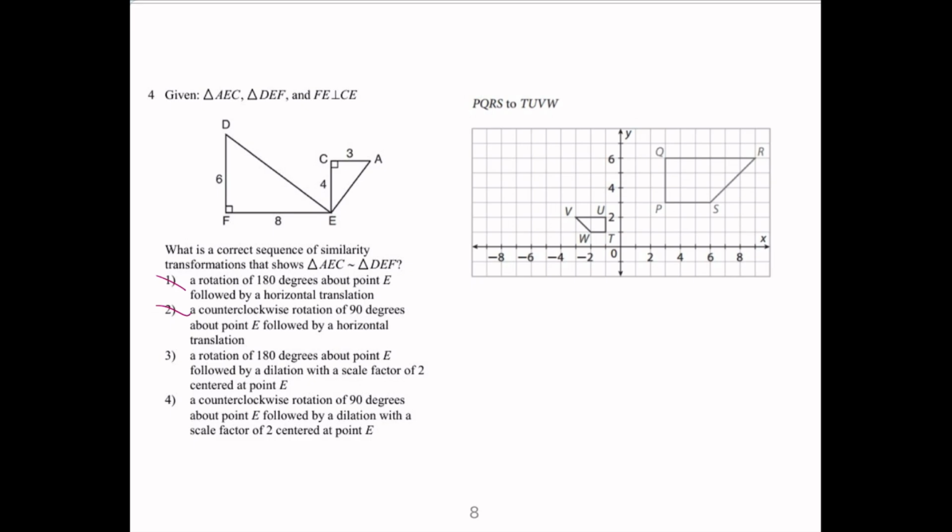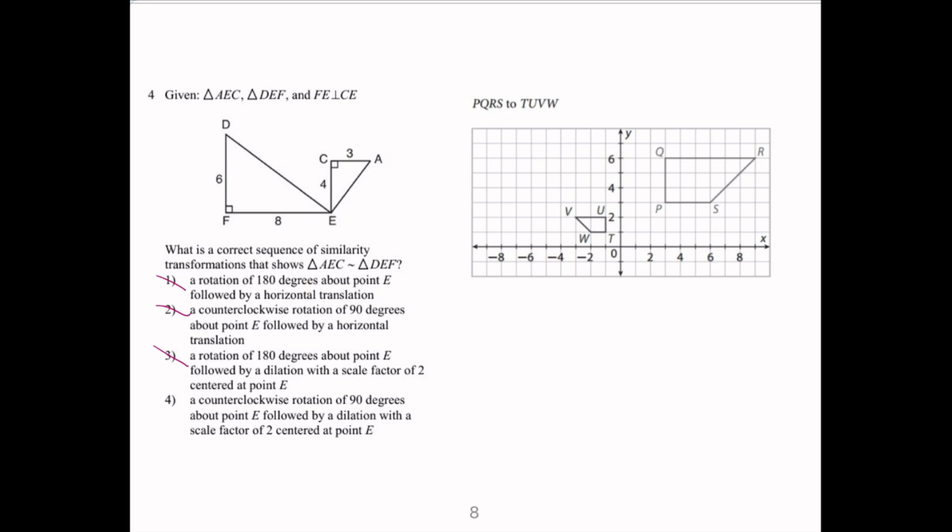Number 3 says a rotation of 180 degrees about point E followed by a dilation with a scale factor of 2. So if we were to take ABC and rotate it 180 degrees clockwise, it would end up looking something like this. And it says that next it gets dilated by a scale factor of 2, which means that it looks something like this, which is not what DEF looks like. So number 3 is eliminated.